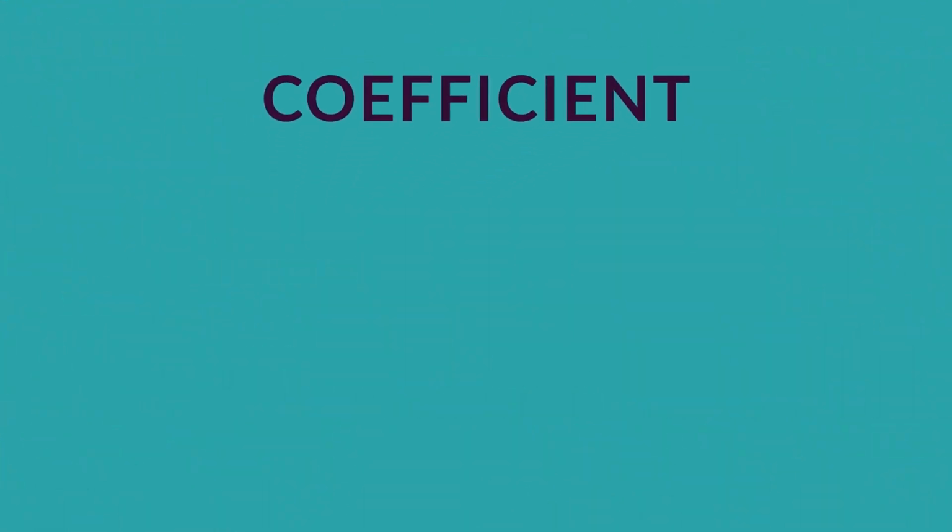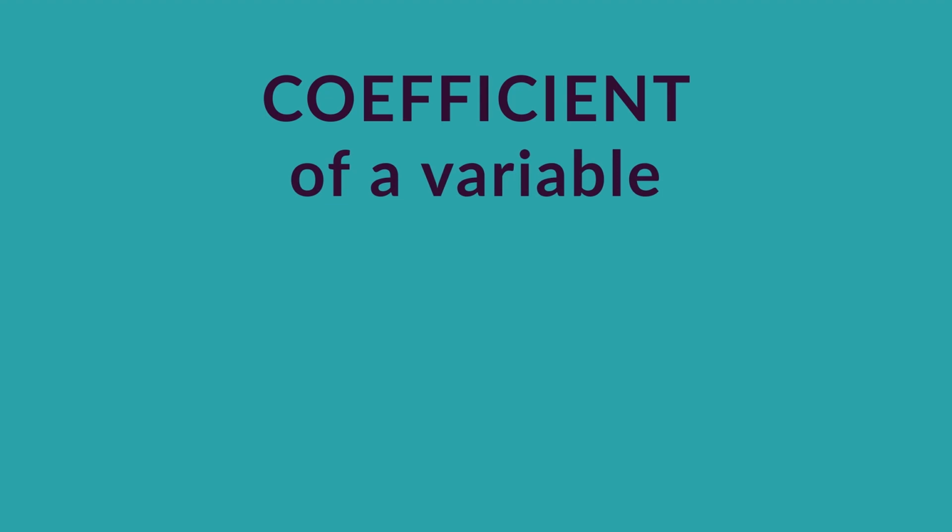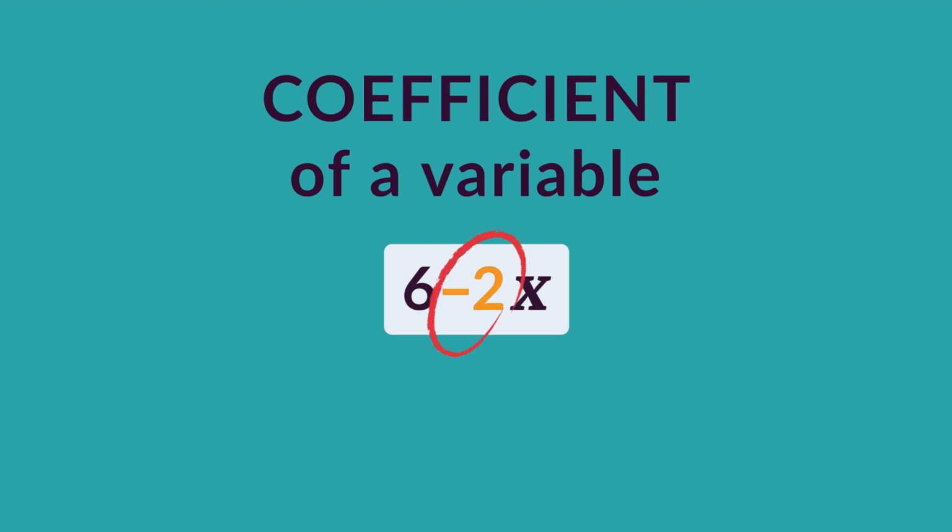What is a coefficient? A coefficient is a number used to multiply a variable. The coefficient also includes the positive or negative sign. Here, minus 2x means negative 2 times x, so the coefficient of x is negative 2. If the coefficient of a variable is 1, we usually don't write it down.